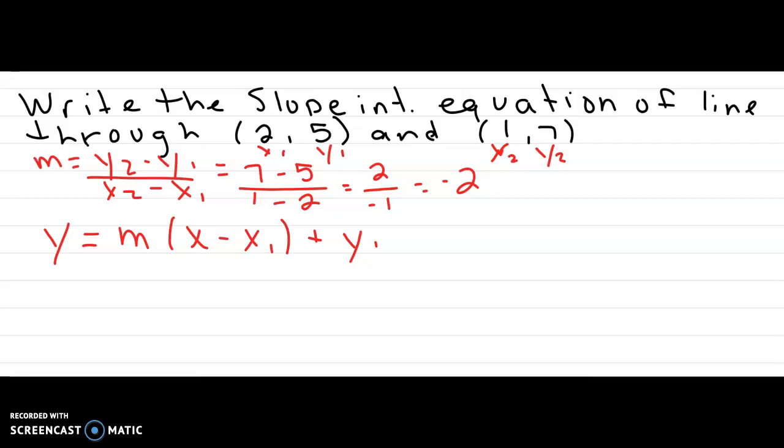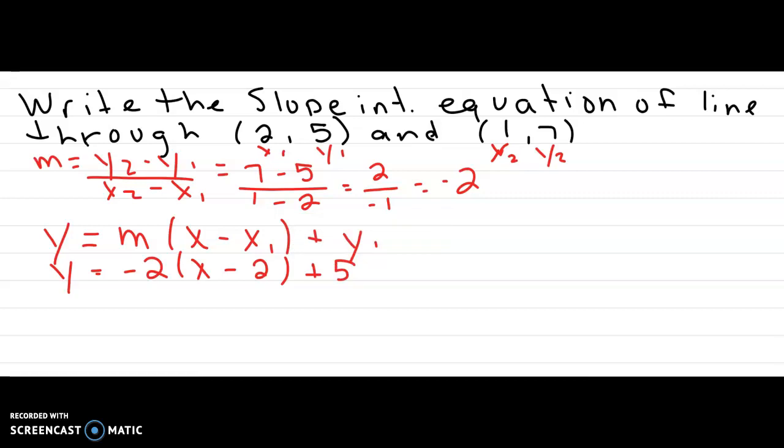So I'm going to substitute in what I know. The slope is negative 2. And now I can use the same point x1, y1 that I did, or I can use the other. But if I use the one I've already labeled x1, this would be x minus 2 plus 5. And then I'm almost done.